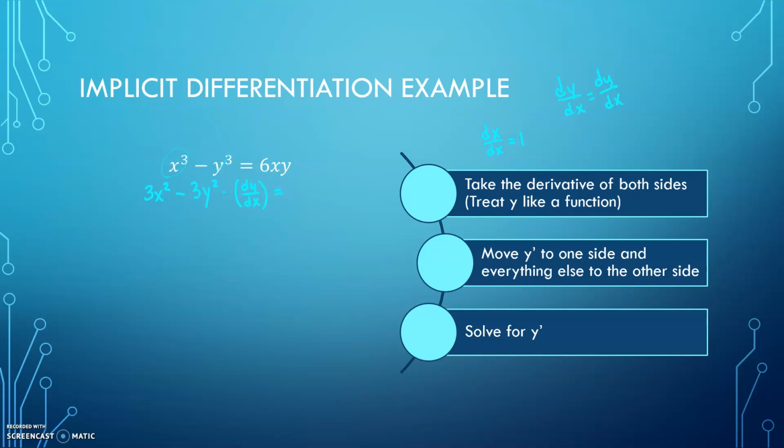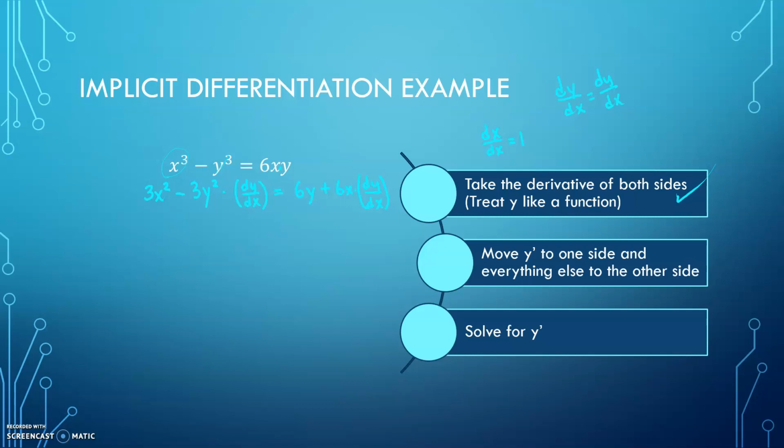On the other side of the equation, we have a product of two functions. We have 6x, and we have y, which we're treating like a function, so we're going to do the product rule. The derivative of 6xy would be 6 times y left alone, plus 6x left alone, times the derivative of y. So as we took the derivative of both sides of that equation, every time we saw a y, we treated it like a function. And we did product rule or chain rule because y is a function as we're doing our derivative.